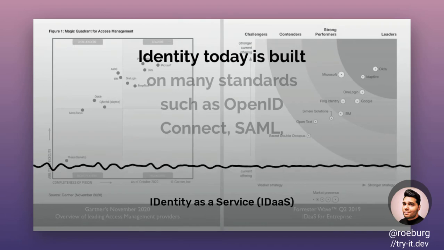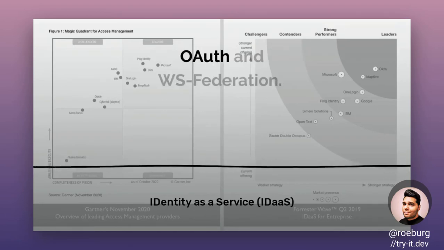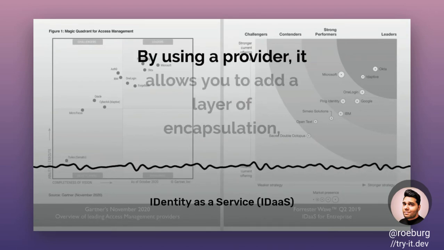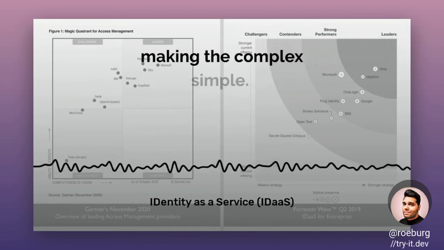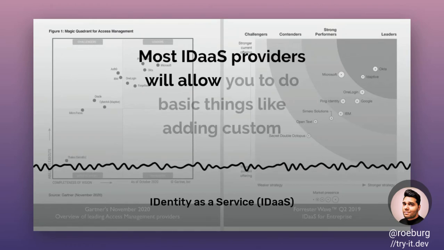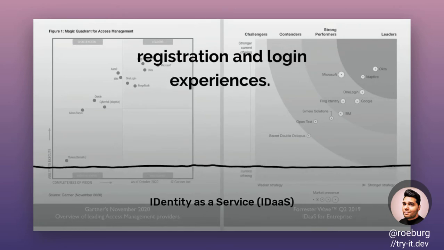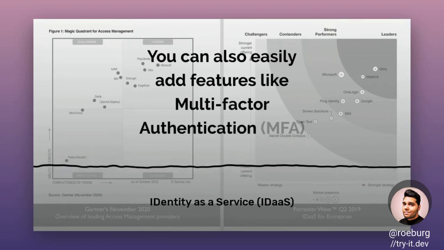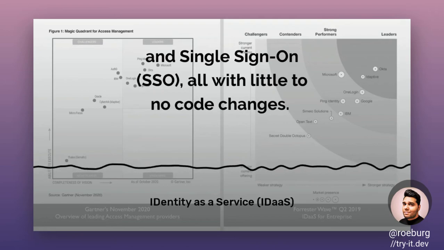Identity today is built on many standards such as OpenID Connect, SAML, OAuth, and WS Federation. By using a provider, it allows you to add a layer of encapsulation, making the complex simple. Most IDaaS providers will allow you to do basic things like adding custom registration and login experiences. You can also easily add features like multi-factor authentication and single sign-on, all with little to no code changes.